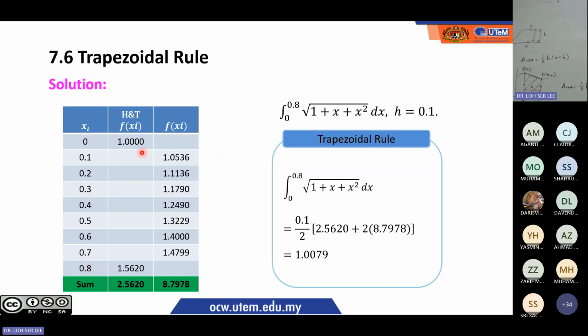After that, we need to get their corresponding f value. You just substitute the x value into the function and you will get the corresponding f value, and you allocate the f value accordingly. The first one, head, you put under this column, tail under this column, and the rest of the f you put under this column. You sum these up and put them into the formula: h over 2, the sum of the head and tail plus 2 times the sum of the rest of the f. Then you get a final answer.